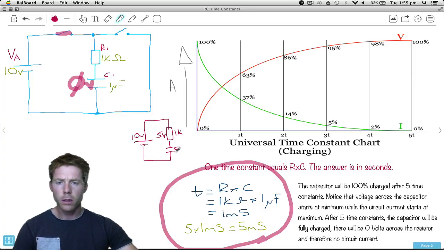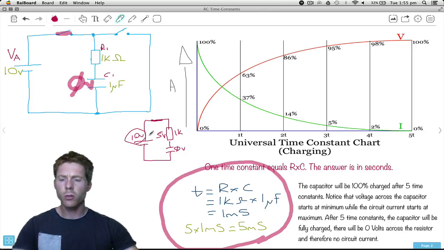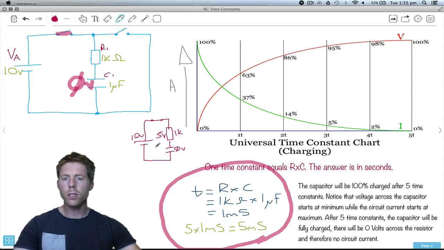So if this capacitor has 0 volts across it, and then we have a switch here and we close that switch, the capacitor takes time to charge, so it's still going to have 0 volts across it when we first close that switch. Therefore, where does all that 10 volts show up? Well, it shows up across this guy. This has 10, this has 0. 0 plus 10 gives you 10.